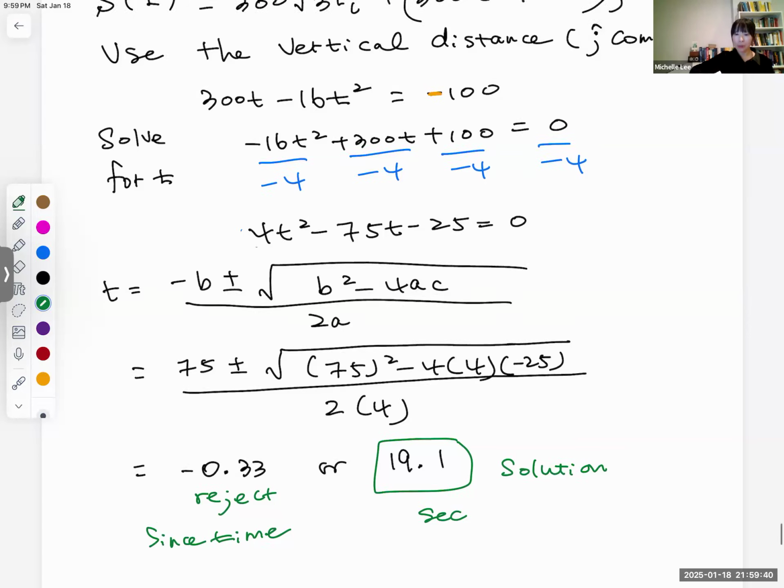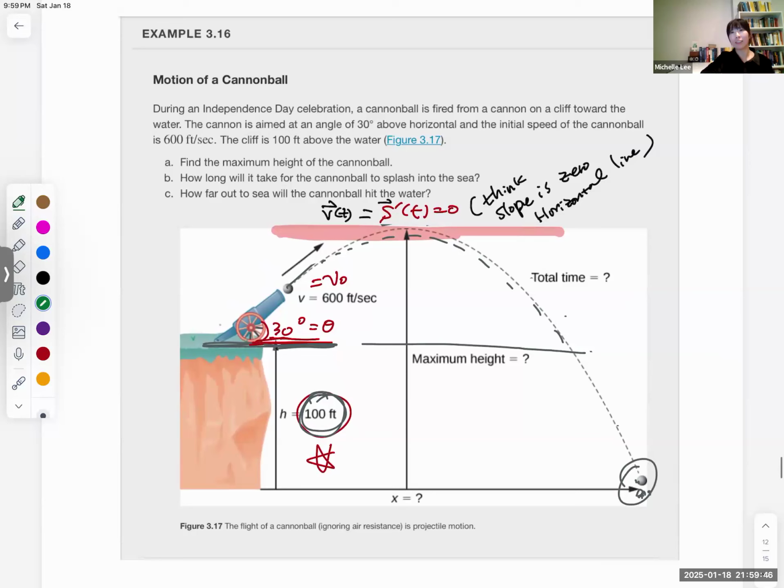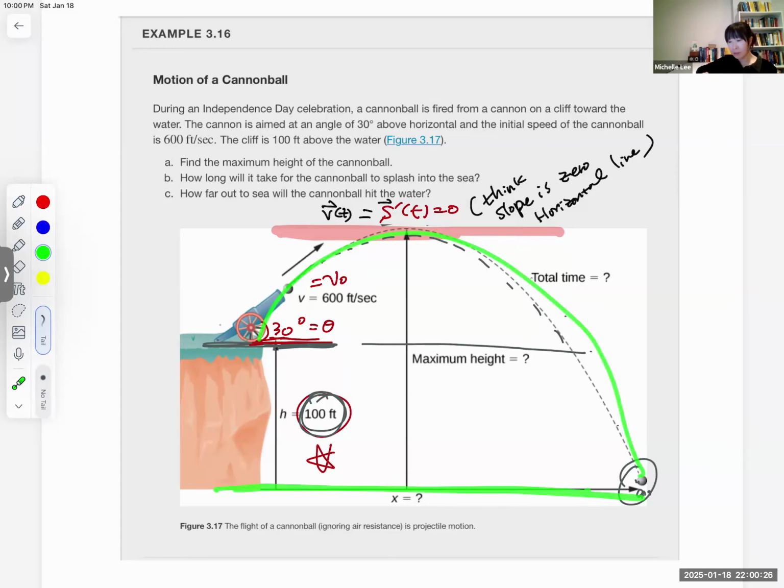Okay, let's do the third one, the last one. So the third one: how far out to sea will the cannonball hit the water, right? So how far? In that case it's a vertical, I'm sorry, horizontal distance. So it's very similar to the first one, right? But in the first one we were using the j component for the vertical distance. This is a horizontal distance. We are using the i component, right?